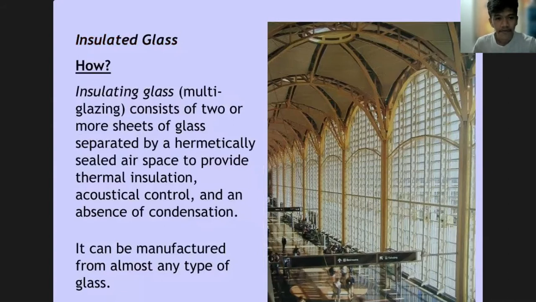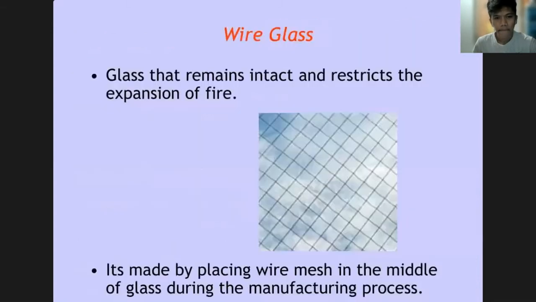Insulated glass is made of two or more sheets of glass separated by an air space to provide thermal insulation, acoustical control, and absence of condensation. It can be manufactured from any type of glass. Especially through high glass, it determines the impact on the rate of expansion. It is made by sealing air or gas into the middle of the glass during the manufacturing process.